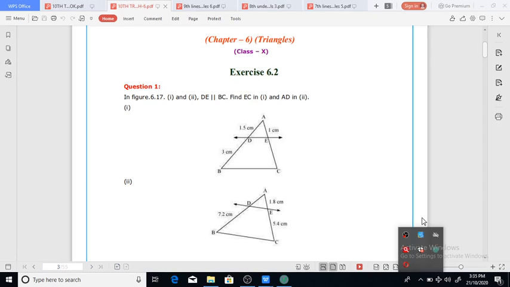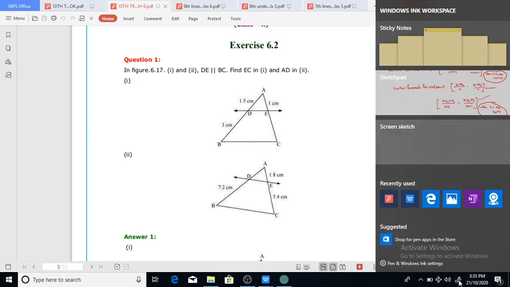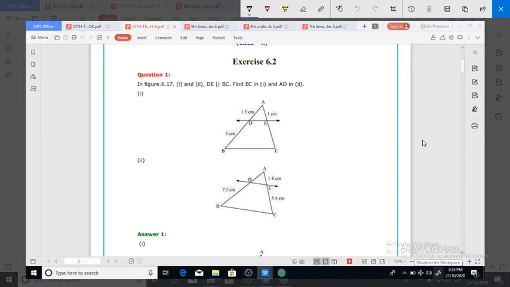So let's go to triangles, second exercise. This is here in figure 6.17. First question: DE is parallel to BC. Find EC and AD. It's so simple. By using the BPT theorem or Thales theorem, you can easily solve this. How? See this here. We can observe the proportionality theorem.